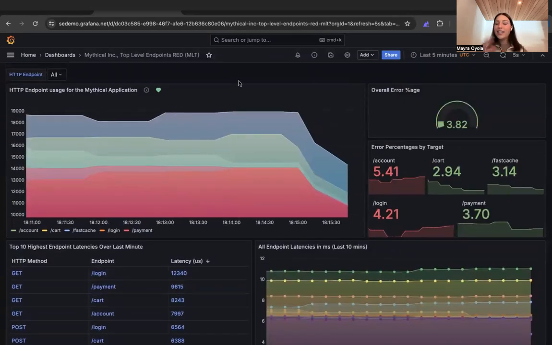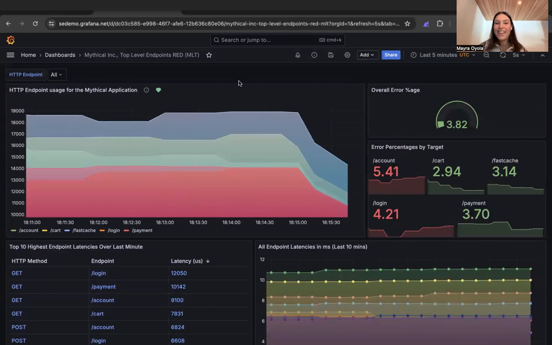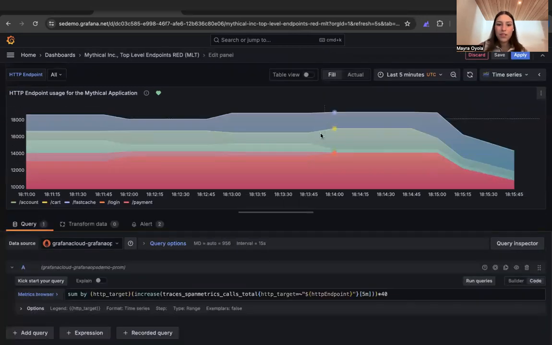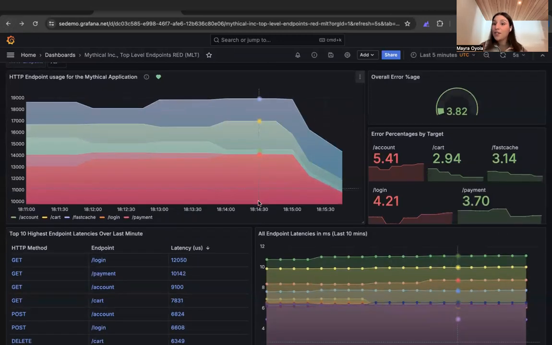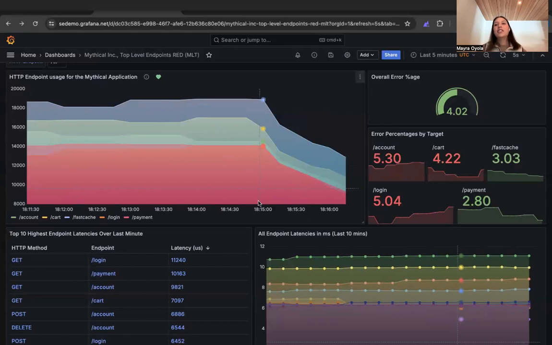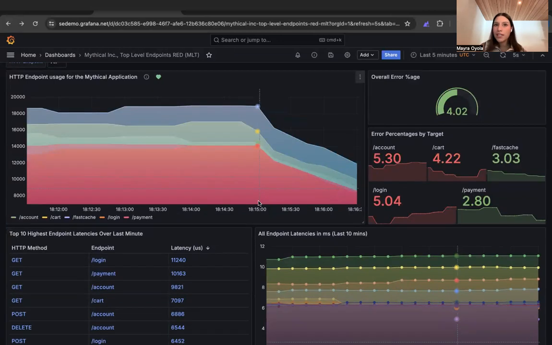So this dashboard looks like it's created from metrics, right? And I'm going to open up this panel just to prove to you that we are, in fact, not only using traces, but then the processor that we used is the span metrics processor. And so we took those traces and generated metrics from them, and then we stored those metrics in our metrics backend, for example, Mimir. We can then leverage these metrics to create dashboards like this, but they do originate from traces.